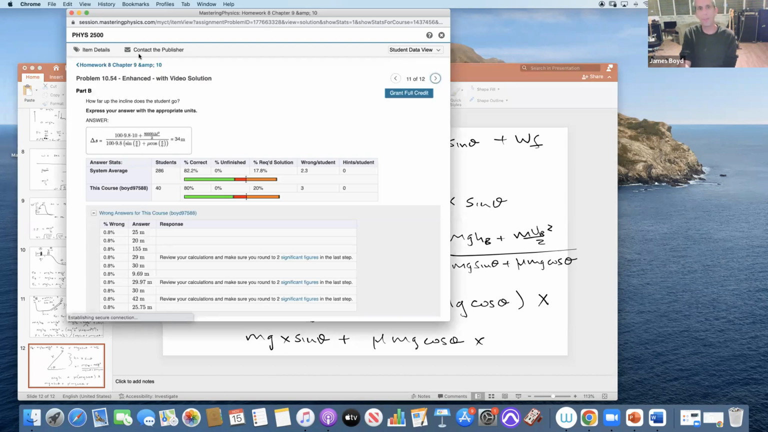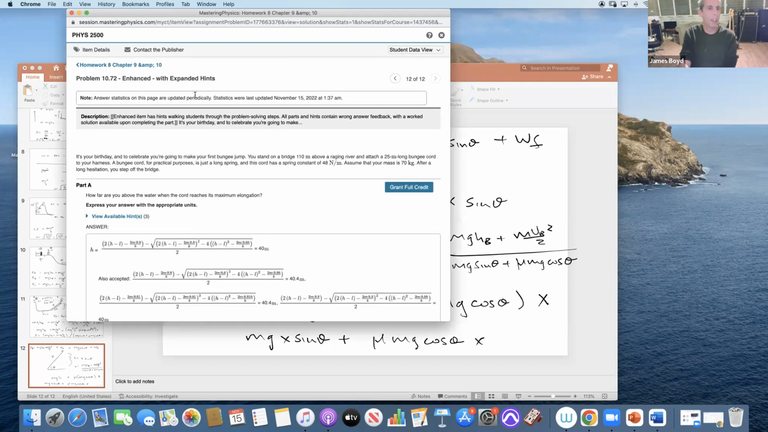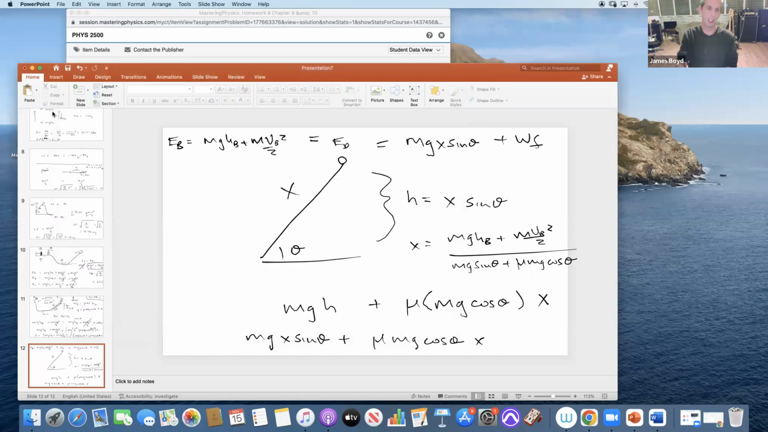Now, so it's your birthday, you're going to make a bungee jump. You stand on a bridge 110 meters above and attach a 25-meter long bungee cord. Bungee cord, for practical purposes, is just a long spring with a spring constant of 48, and you have a mass of 70. After a long hesitation, you step off. I don't know why they tell such crazy stories. How far are you above the water when the cord reaches its maximum elongation?